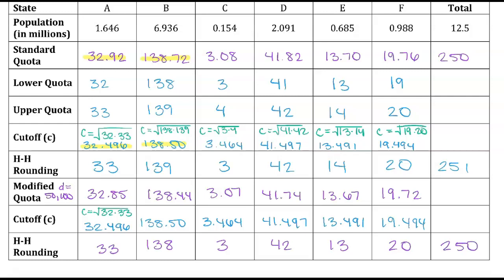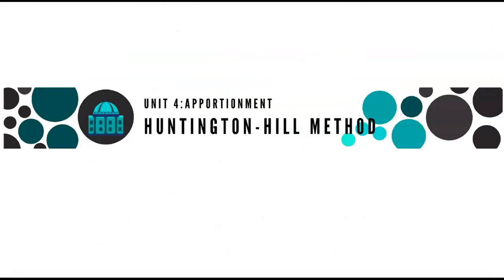And now we've successfully used the Huntington-Hill method of apportionment for our class example. The Huntington-Hill method is still what we use today. However, it's still not perfect. Just recently in 1990, Montana was going to lose a seat. Montana filed a lawsuit called Montana versus the United States Department of Commerce, in which it argued that the Huntington-Hill method was unconstitutional. Federal judges ruled 2-1 in favor of Montana, but the Supreme Court overturned the ruling and upheld the Huntington-Hill method. So this method is still what we use today.